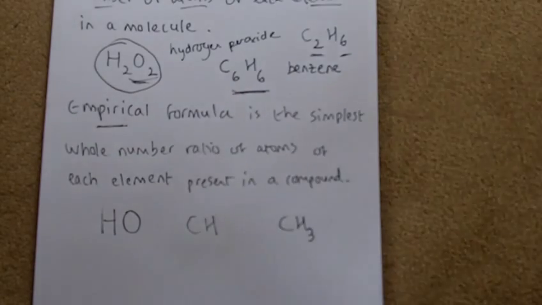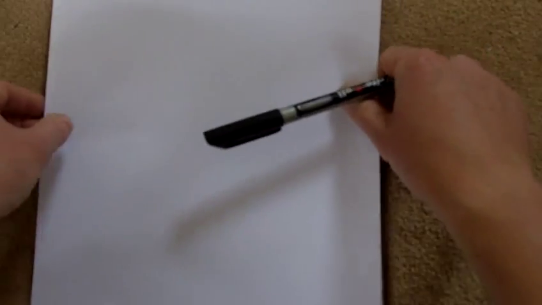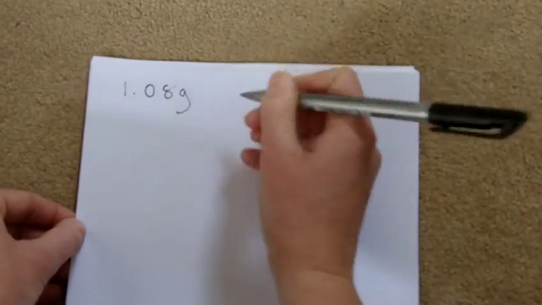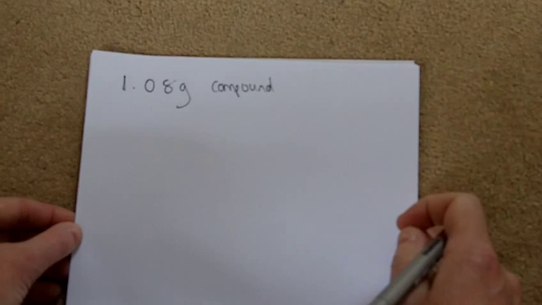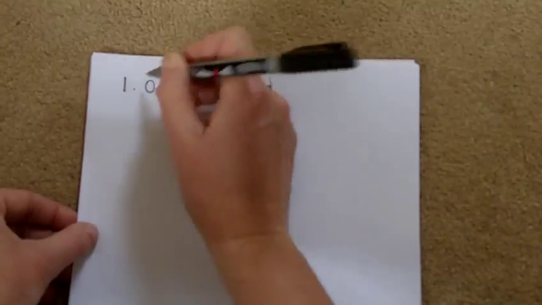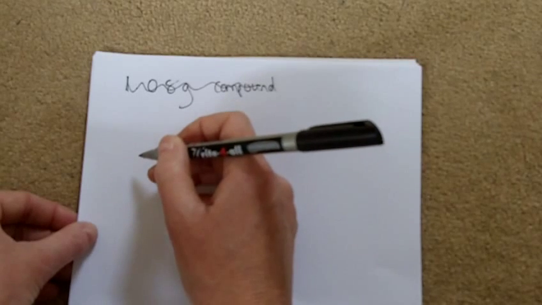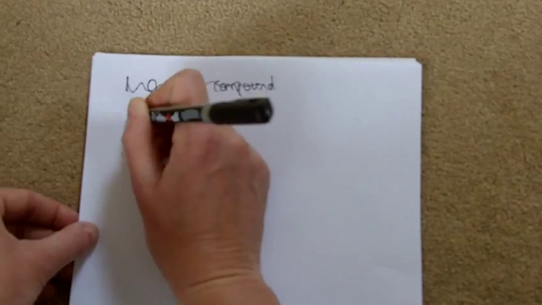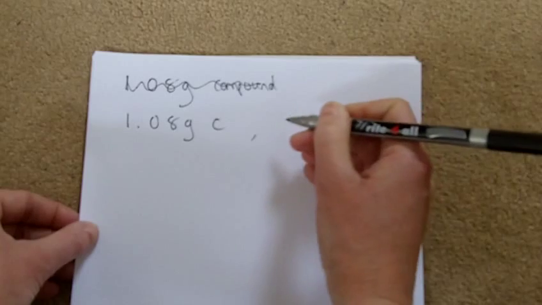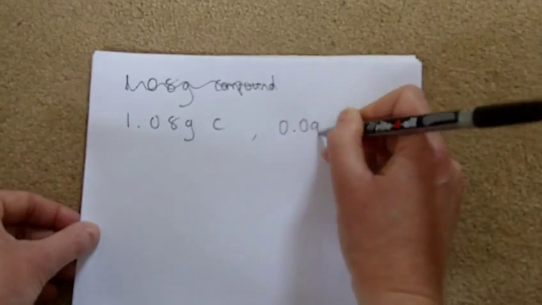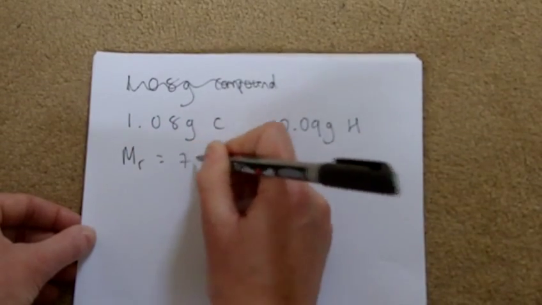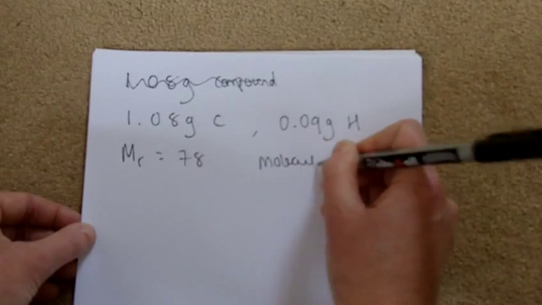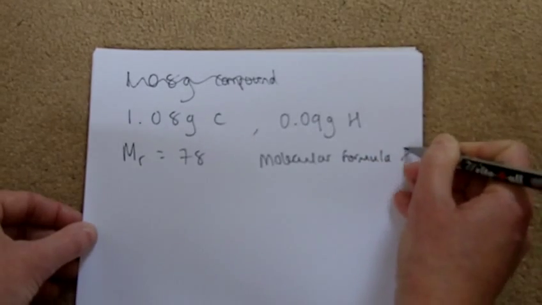And you need to know how to be able to work this out. Okay, so we have a question, for example. Oh sorry, no, let's just change that question. If we have 1.08 grams of carbon in a compound, and we have 0.09 grams of hydrogen in a compound, and the relative molecular mass is 78. What is the molecular formula of the compound? Okay, so that's the question.